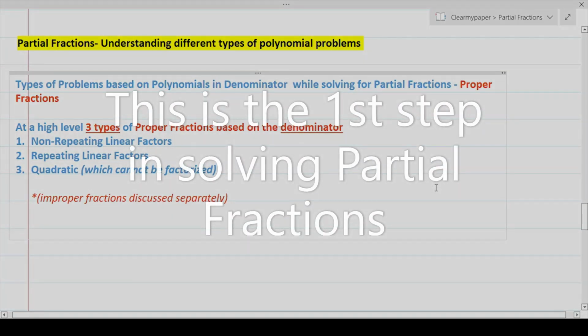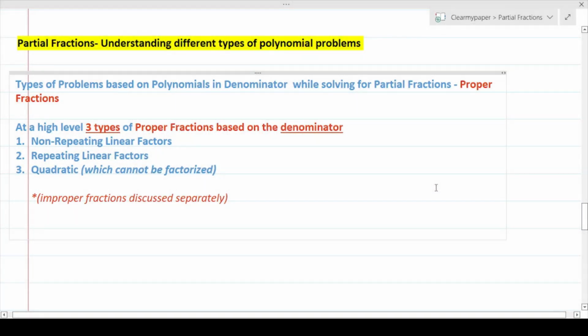Let's try to understand the different types of problems that we might get, based on which we can solve different equations related to partial fractions. That depends upon how the polynomial is structured in the given problem, and let's talk about that. In this episode, we are just going to talk about proper fractions and not the improper fractions. Improper fractions, we are going to consider separately.